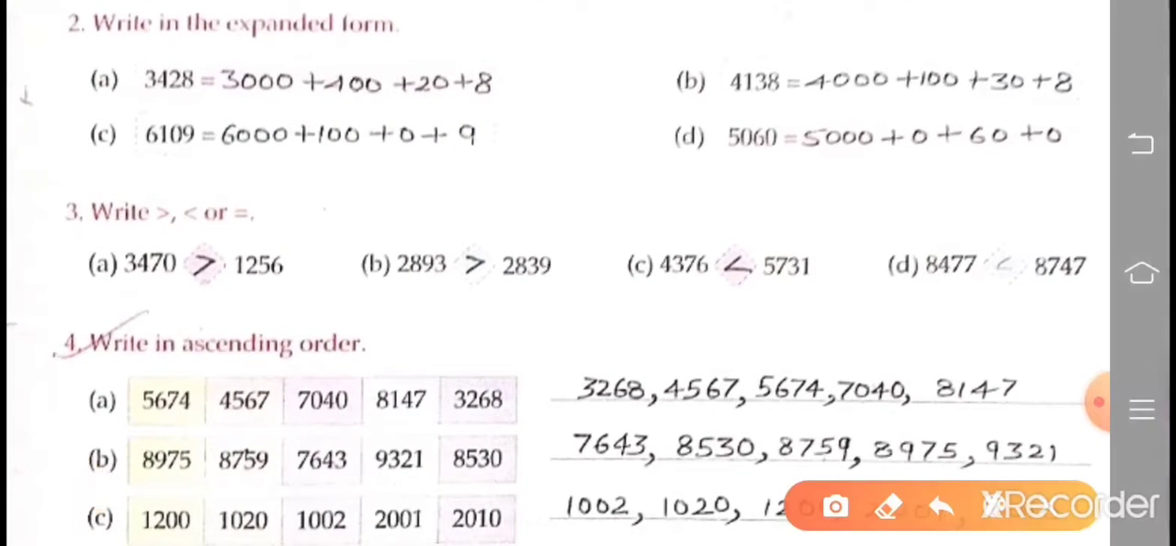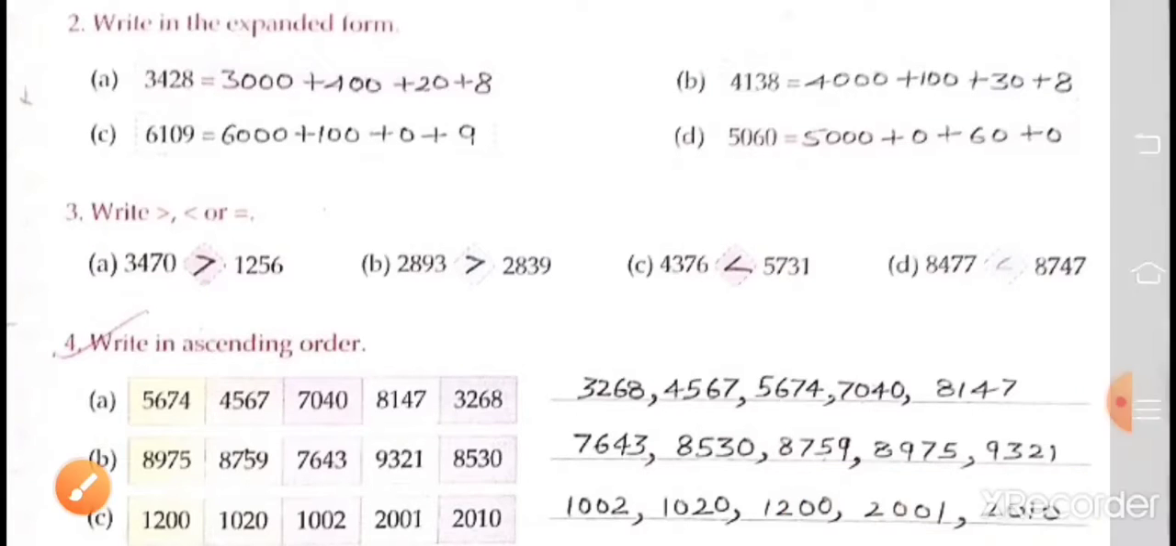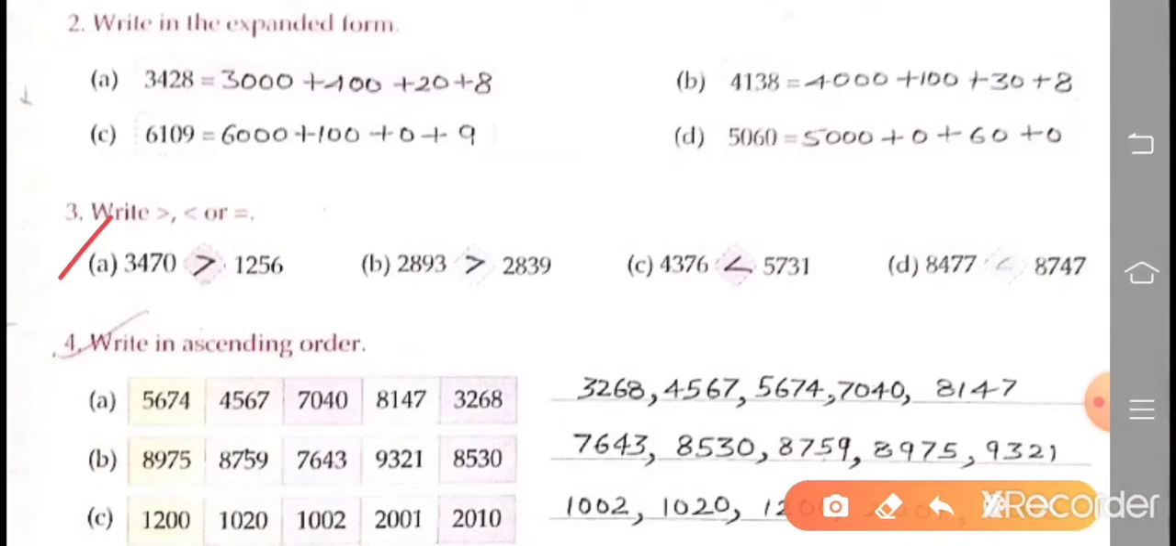Now question number 3, write more than, less than or equal. So very simple, we have to put the sign more than, less than or equal. So A part, 3470 and 1256. So here 3470 is more than 1256, so this sign.